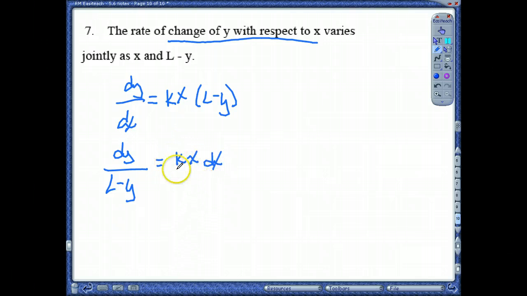So the k isn't going to move. The x, that's the one you're going to be adding 1 to and dividing by that same amount. So we're going to integrate both sides. And it's going to be very much like the last one we just did. Okay, so give this a try. I'll give you the answers in class tomorrow.